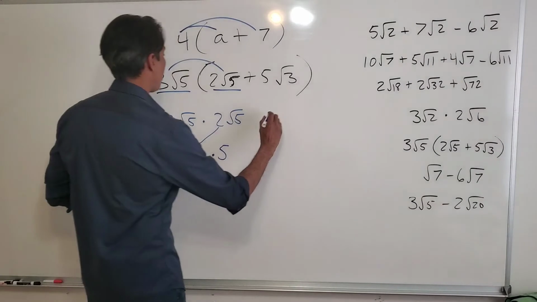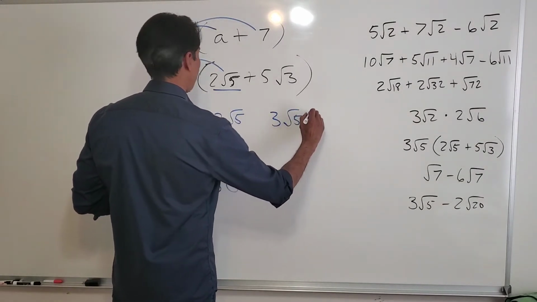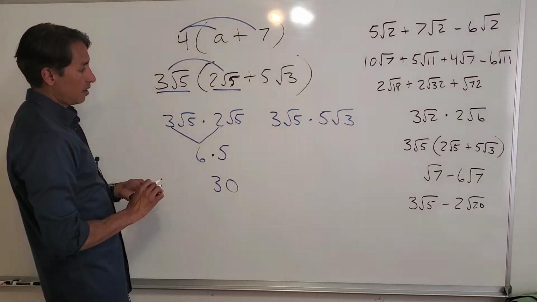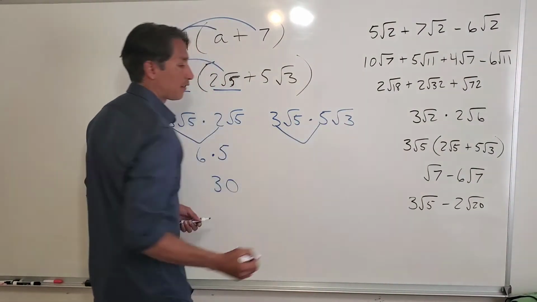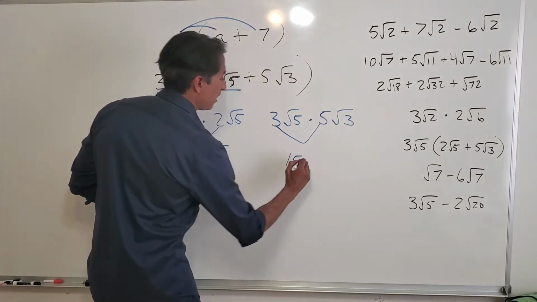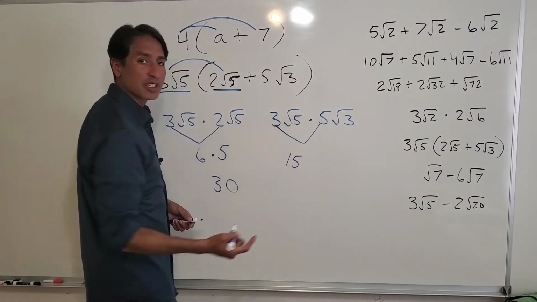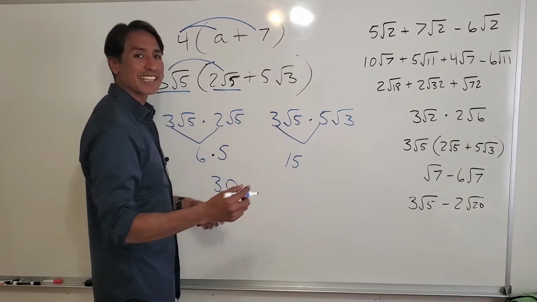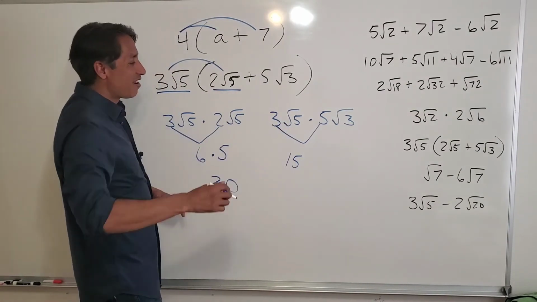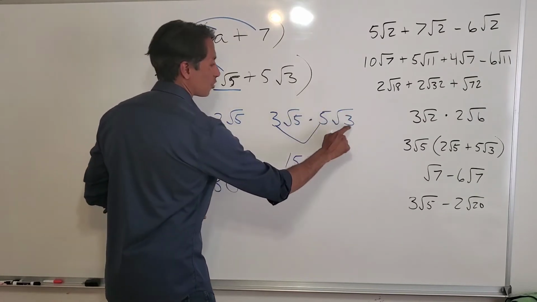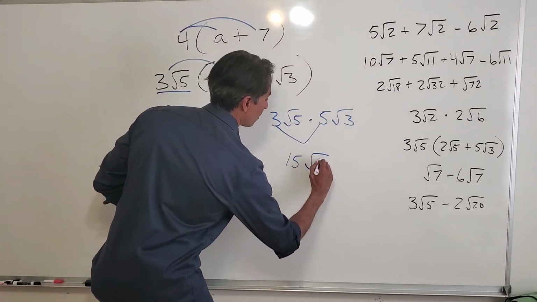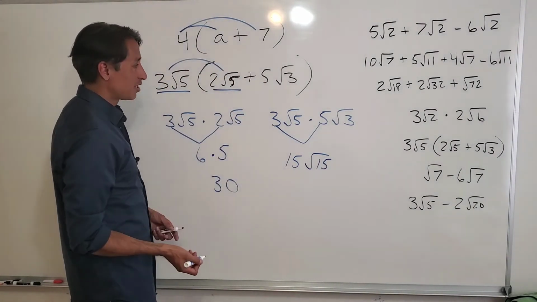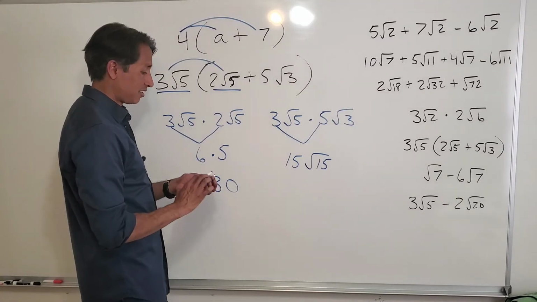Now I'm going to work on the next part. I got 3 root 5 times 5 root 3. Okay, I'm going to do the numbers again first. 3 times 5 is 15. And now I have square root of 5 times the square root of 3. I can't do anything. I mean, no, oh yeah, I can. Okay, square root of 5 times the square root of 3 is the square root of 15. Can I do anything with that? No. So unfortunately, I'm pretty much done.